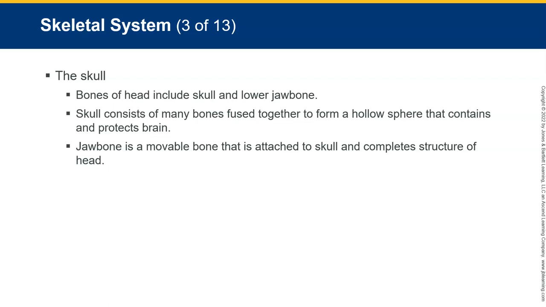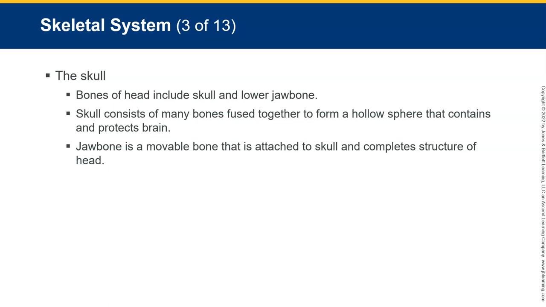Bones of the head, skull and lower jaw consist of many bones fused together. That's a big part, that these bones are fused together. It contains and protects the brain. It's fused together because as a young child, it's not fused together. It's allowed to move so the brain can grow. And then once you get to a certain age, it fuses together and does not allow that to grow anymore.